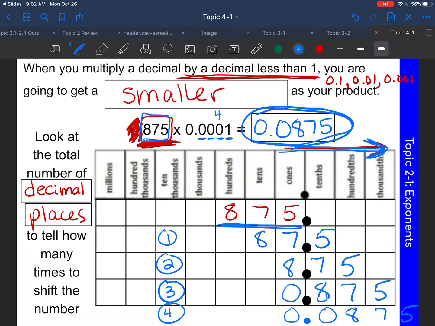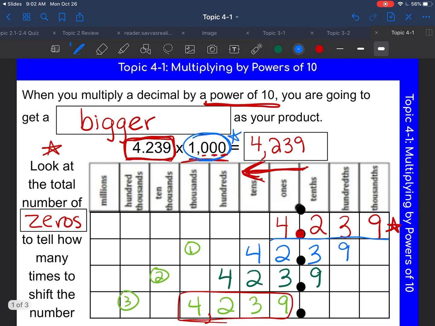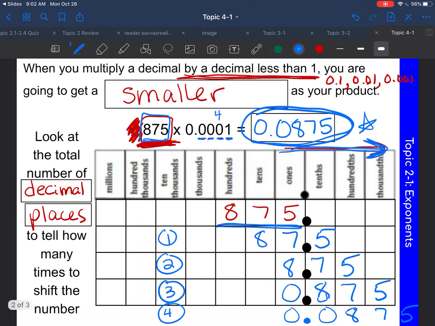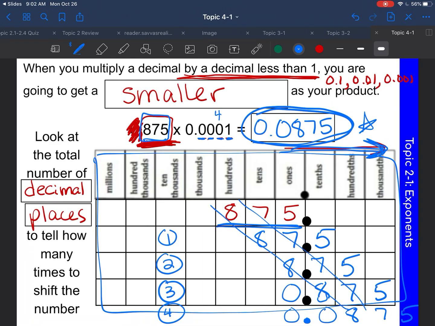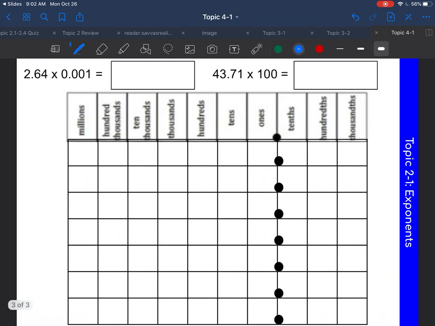If we multiply by a tiny number, we're going to get a tiny number. If we multiply by a big number, we're going to get a bigger number, okay? So multiplying by a big number, we get a big number. Multiplying by a small number, we get a smaller number, okay? And use these templates to help you locate. And it's just like kind of like a diagonal line through all of them. You're just shifting it over one place value at a time.